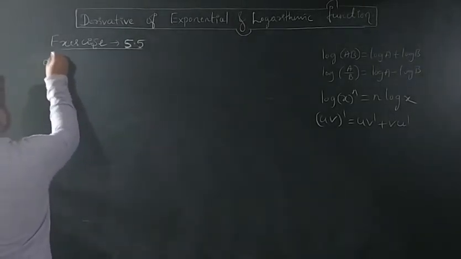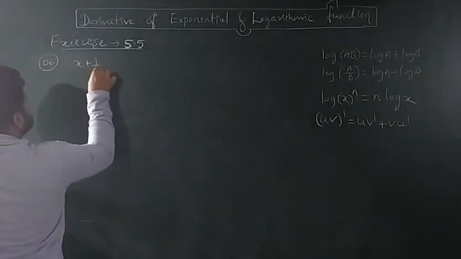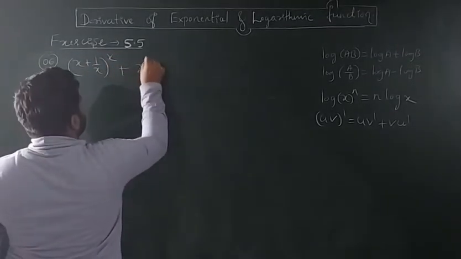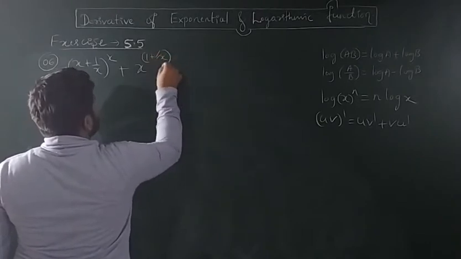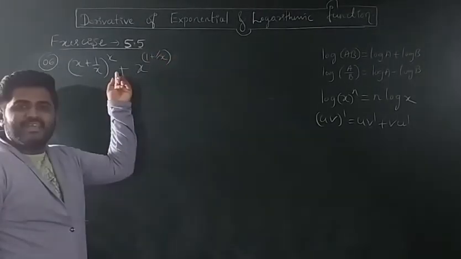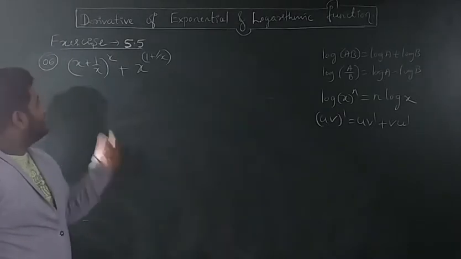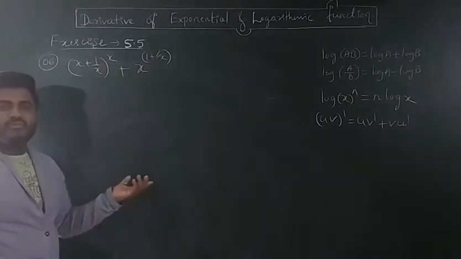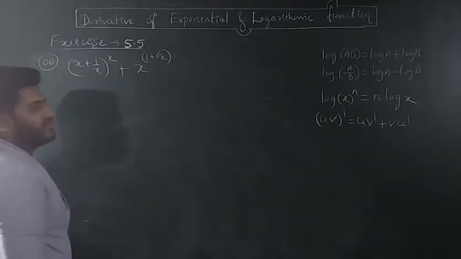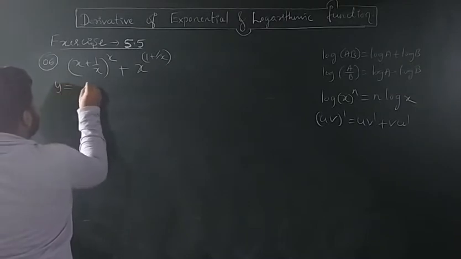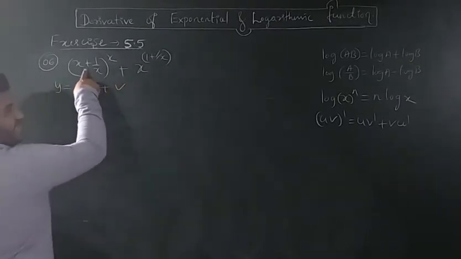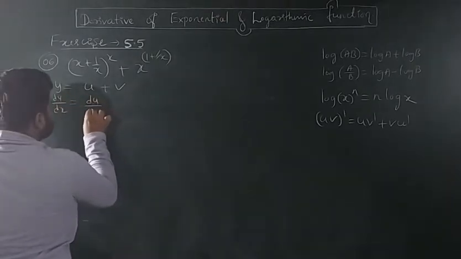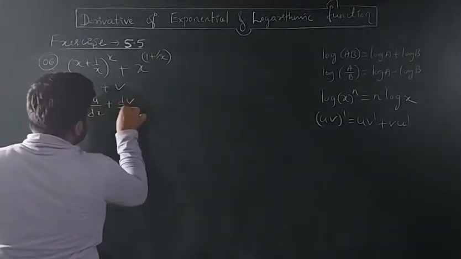Problem number 6 is x plus 1 by x, to the power x, plus x raised to 1 plus 1 by x. So again see here, guys, we are having a plus sign in between two functions. In that case what should we do? We should take this as u, this as v, and go on proceeding, simplifying and putting that in the equation. So let us take y is equal to u plus v, and dy by dx becomes du by dx plus dv by dx.